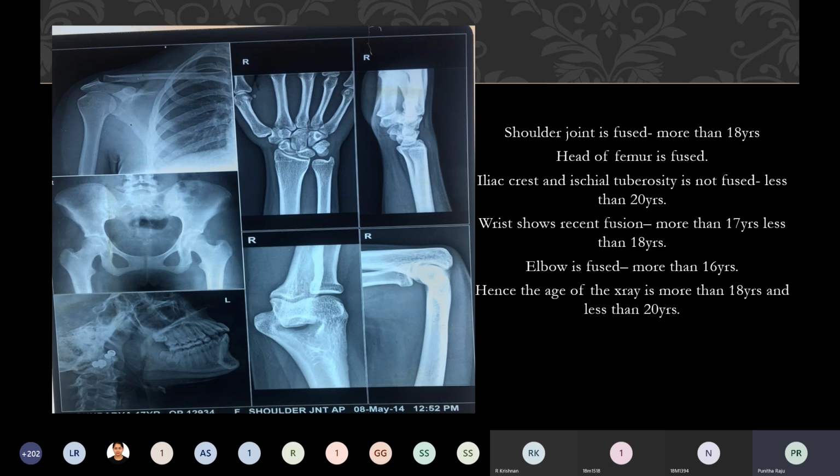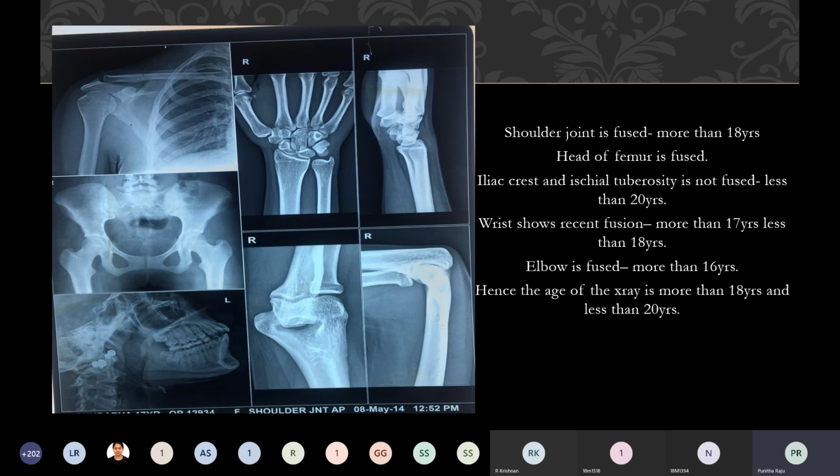In the shoulder X-ray, you can see the head of the humerus is completely fused. You can also see the coracoid and the acromion process, and even that appears to be fused. I have told you the head of the humerus fuses at the age of 17 to 18 years. So with the shoulder joint you can tell the age is more than 17 years. So that is with respect to the shoulder joint. Next we come to the pelvic X-ray.